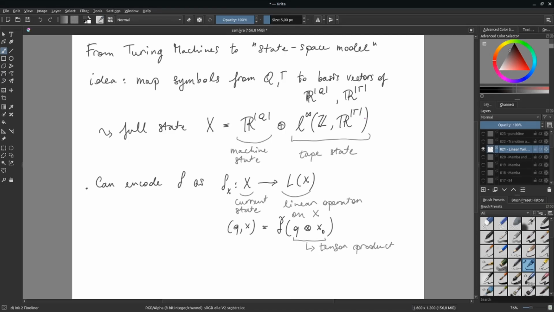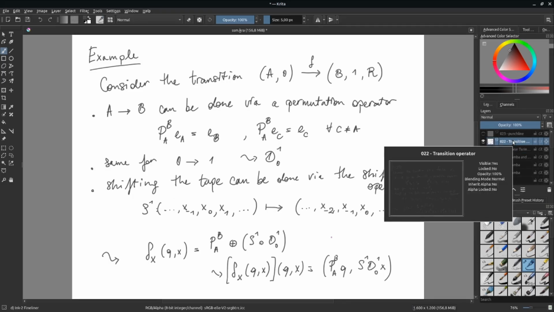Hopefully this is not completely incoherent, but the idea is that if I have my state at some time t as q and x, where q is the state of the machine and x is the whole tape, then it only depends on q and the state of the tape at the 0th position. And I claim you can do that as a function delta times this tensor product object. This is more of a technicality, but just remember it depends on both.